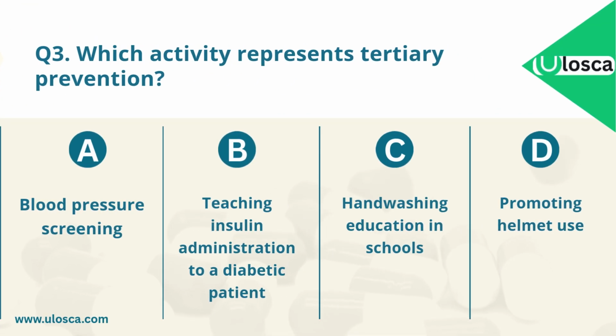Question 3. Which activity represents tertiary prevention? A. Blood pressure screening. B. Teaching insulin administration to a diabetic patient. C. Hand-washing education in schools. D. Promoting helmet use. Which one is the correct answer?